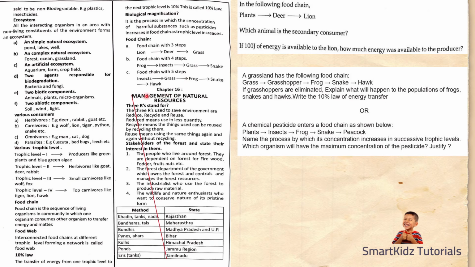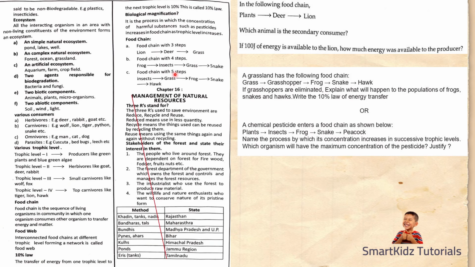Again, this is not in the proper direction. So it should have been the hawk, which feeds on snake, snake feeds on frog, frog feeds on insects, and then insect feeds on grass. Okay. So food chain and food web, something that you need to know, and the questions will come along those lines only.